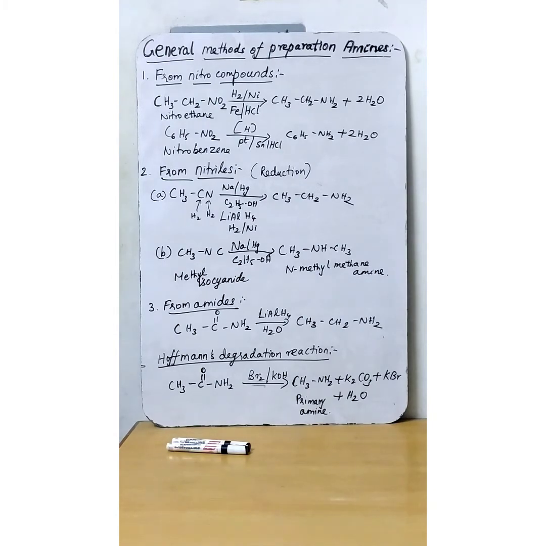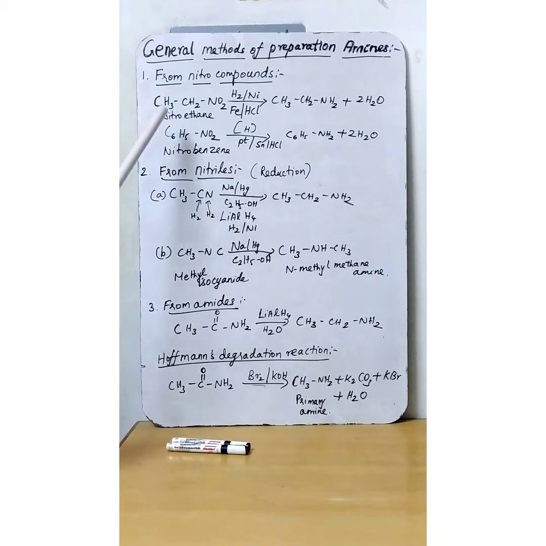Last class we discussed the nomenclature of amino compounds, isn't it? How we can name them in the common system and the IUPAC system, both systems we have discussed. So the first method of preparation is from nitro compounds. Nitroethane will undergo reduction and give ethylamine or ethanamine as the product.